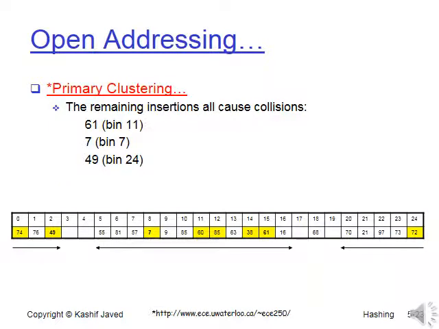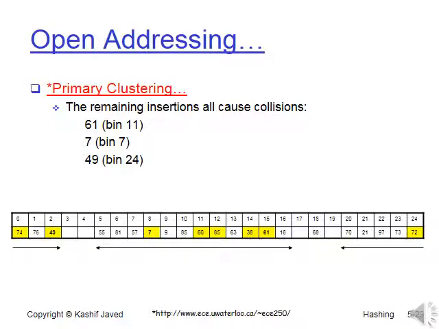The remaining insertions all cause collisions as well. 61 mod 25 equals 11. Bin 11 is already taken by 60. Once we move it forward, it will be inserted in bin 15. Similarly, 7 mod 25 equals 7. Bin 7 is taken by 57, and it will be inserted in bin 8 once we move it forward.